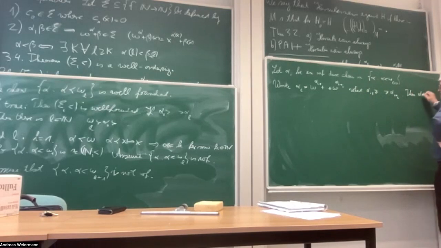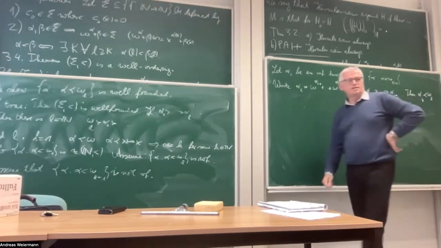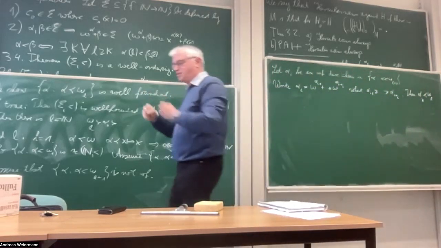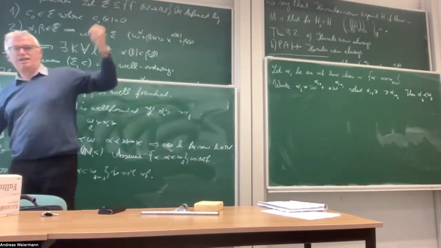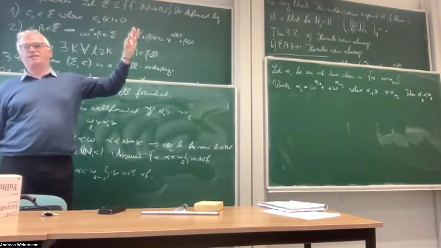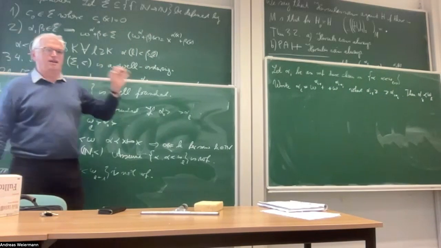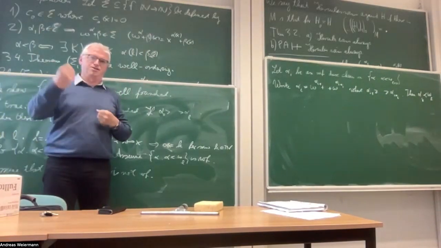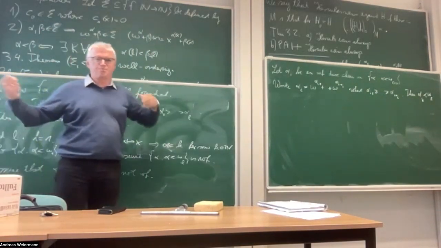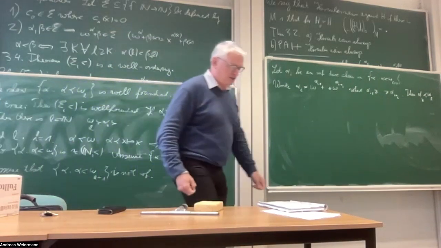Then all the alpha i are smaller than omega L. And so I have to somehow find the descending sequence of exponents. But the problem is, it's not so easy to just pick those sequences. They come by some abstract argument.